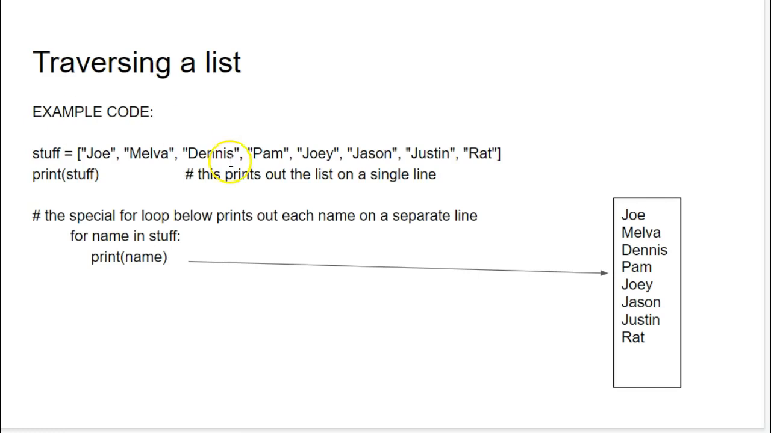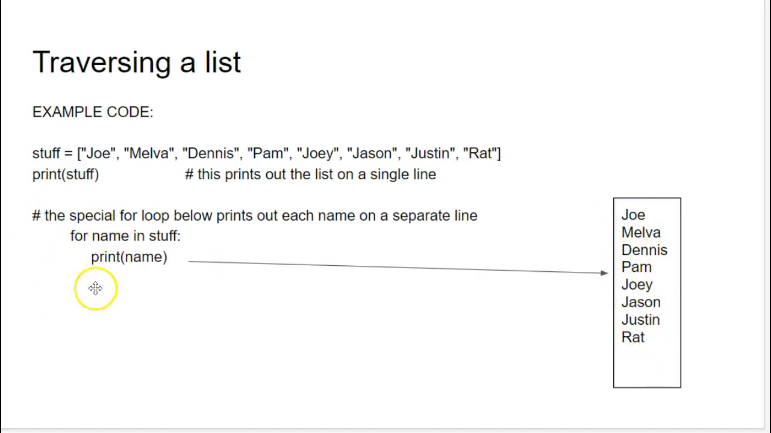One thing you're going to do with a list is go up and down it, and you're going to use a for loop to do so. So here's an example of traversing a list. This is what I'm going to call a special for loop. Here's a list called stuff. It has this stuff in it. If I print stuff, all of this prints out on a single line, just as you see it. What if I wanted to make it look like this? Joe, Melvin, Dennis, Pam, Joey, Jason, Justin, Rat. I want it to come that way.